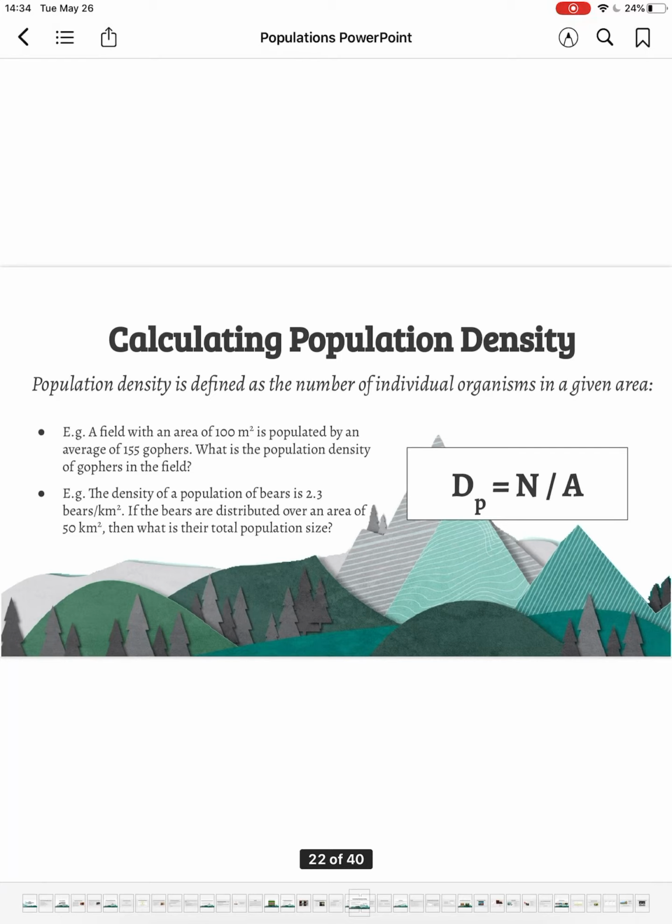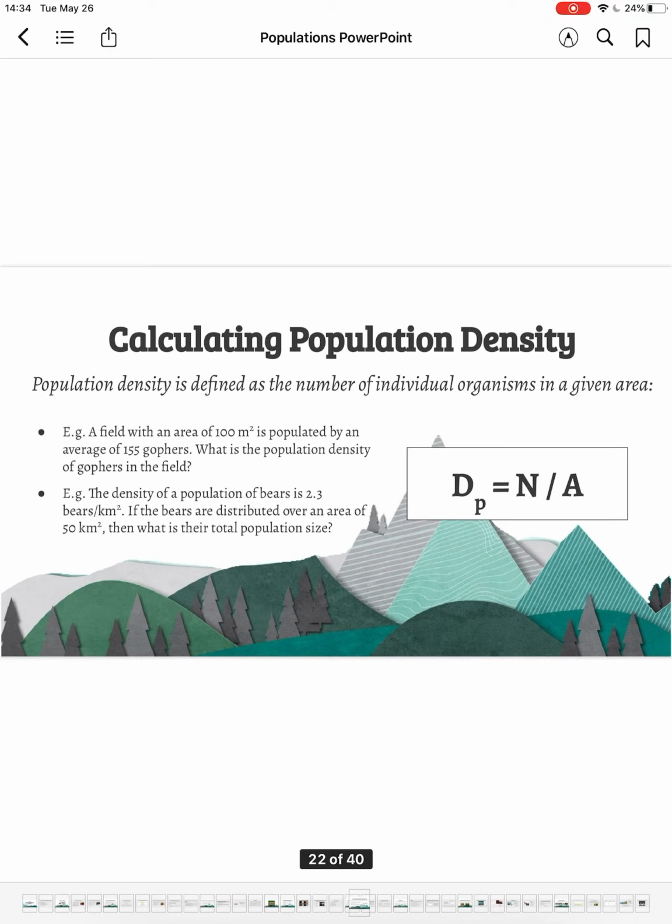So population density is defined as the number of individual organisms in a given area. It gives you some examples here. It says a field with an area of 100 meters squared is populated by an average of 155 gophers. What is the population density of gophers in the field?